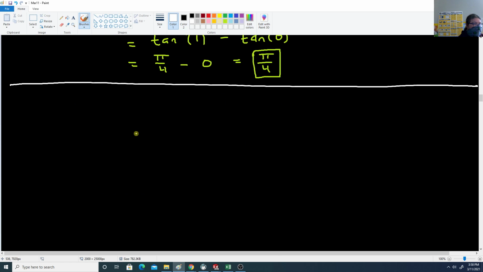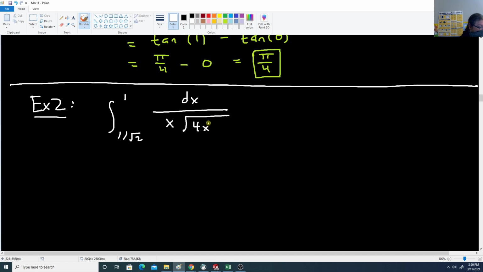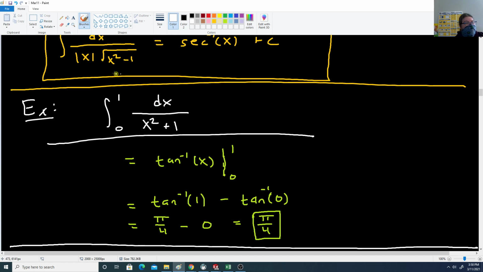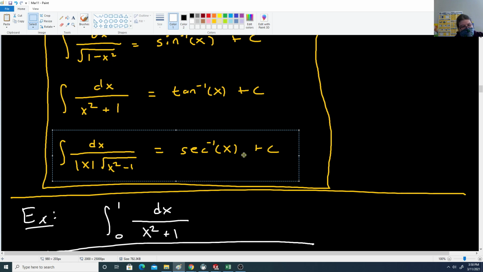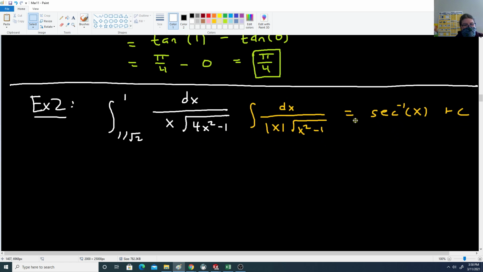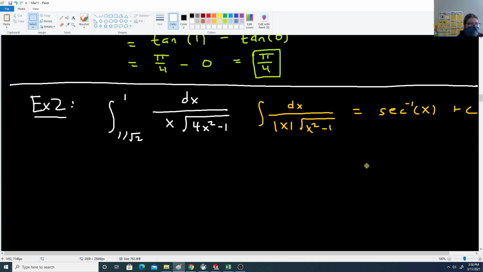The next couple of things are going to require some u-substitution. So for example 2, we want to find the integral from 1 over square root of 2 up to 1 of dx, all that over x square root of 4x squared minus 1. So I'm going to try to pair that up with this equation here. I'm going to bring this equation on down so we can start looking at how we algebraically manipulate this to end up in that format.